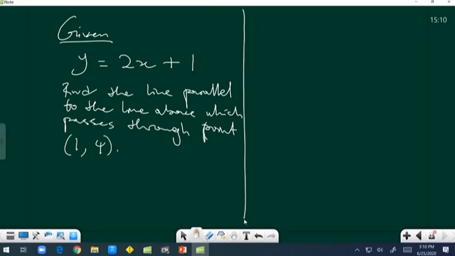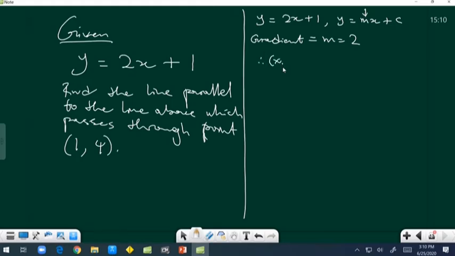So how do you find the line that is parallel to that? We're given y equal to 2x plus 1. So the gradient, or slope, is equal to 2, because we compare this with y equal to mx plus c. M here is the gradient. So if m is the gradient, we say m equal to 2.